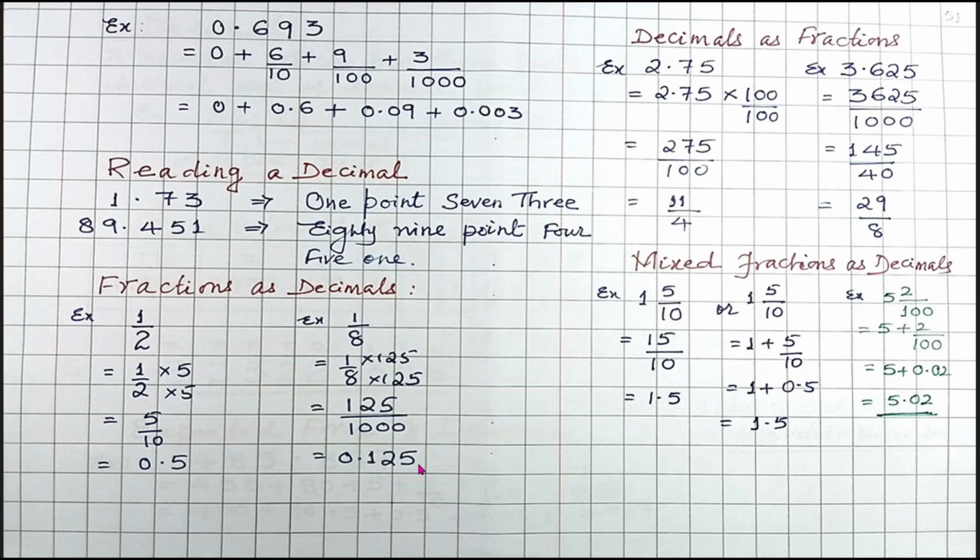The answer is 0.125. We can even get this value by dividing 1 by 8 using the long division method. Now, decimals as fractions. You are given a decimal number, and we have to convert it into a fraction.